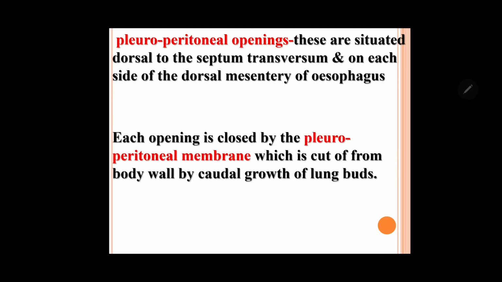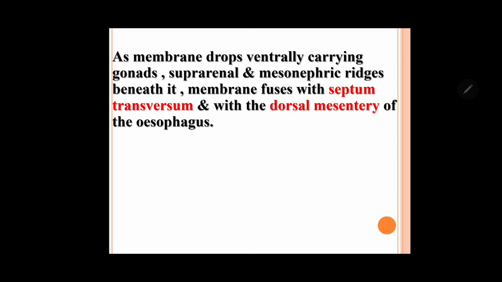And the pleuroperitoneal openings will be patent. They are situated dorsal to the septum transversum, and they communicate between the pleura and peritoneum. And each opening is closed by the pleuroperitoneal membrane or fold, which is cut from the body wall caudal to the growth of the lung buds.